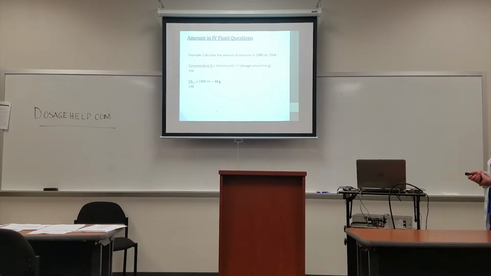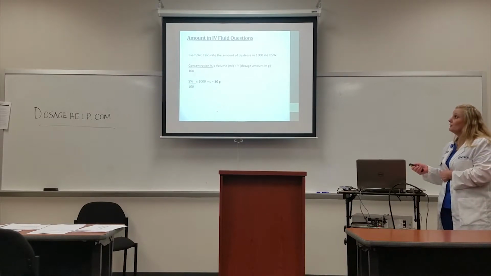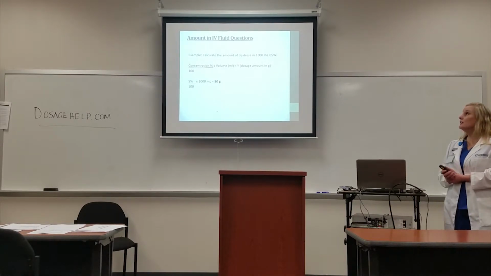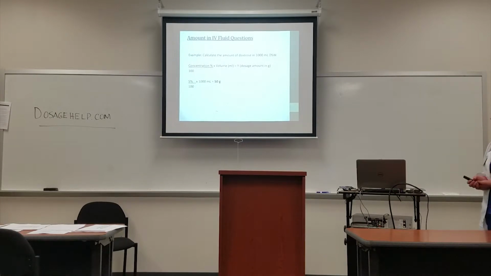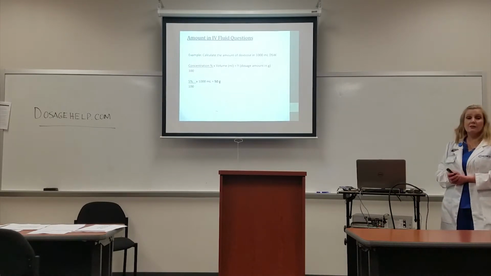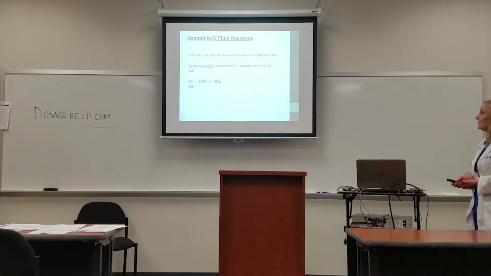100 is stationary. It always stays there. So I'm going to take my 5, divide it by my 100 times 1,000 mLs, and I come up with 50 grams. So there is 50 grams of dextrose in 1,000 milliliters of D5W.